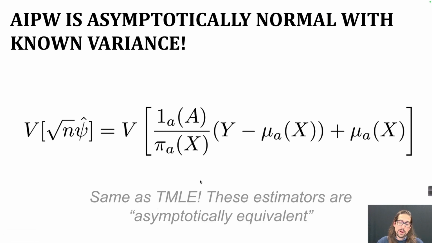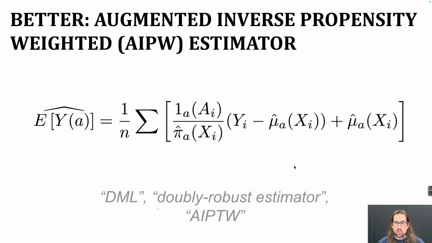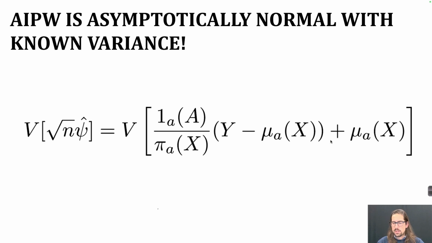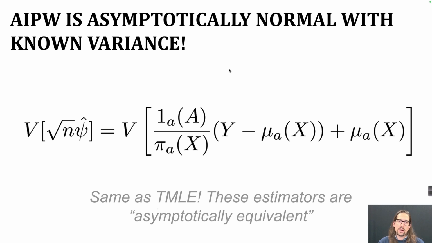You may recognize this because it's the same variance formula that I showed you last week for the variance of TMLE, targeted maximum likelihood estimation. That's because these estimators are actually the same in an asymptotic sense. So you can do this, or you can do TMLE. This is nice because you can do it yourself, but TMLE is nice because there's already a package for it. They're asymptotically equivalent. TMLE is a little bit better, and we'll talk about that in a second. But in large samples, they're going to give you the same answer.